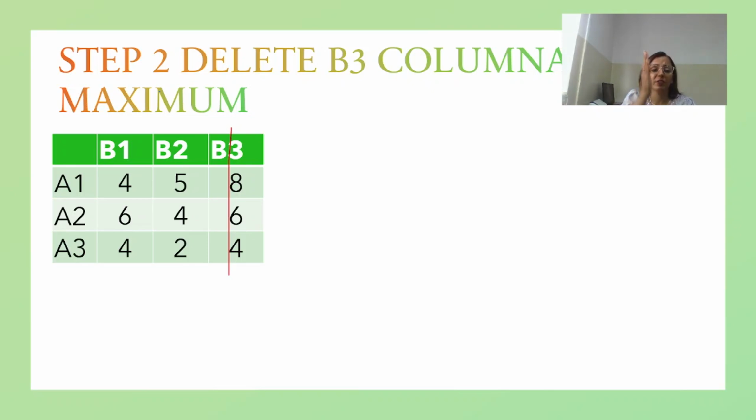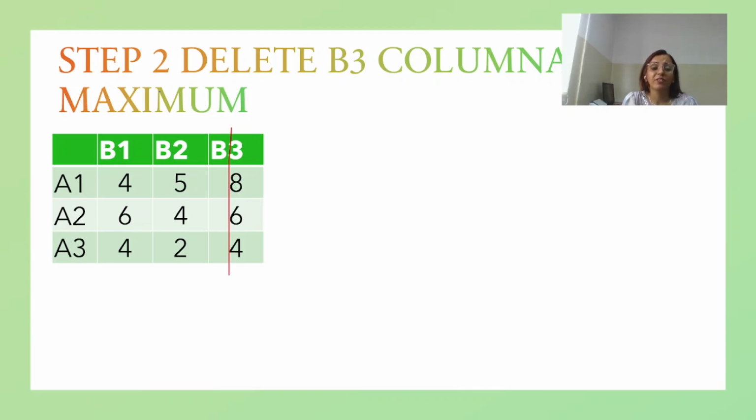For player B, we have the three strategies B1, B2, and B3. And what we are looking at is that B3 has the maximum cell elements as compared to either B2 or B1. Let me compare B1 and B3, right? 8 is greater than 4, 6 is again balanced, and 4 is again balanced. So comparing B1 with B3, we will find that B3 has the maximum cell elements as compared to B1. That's the reason we have deleted B3.